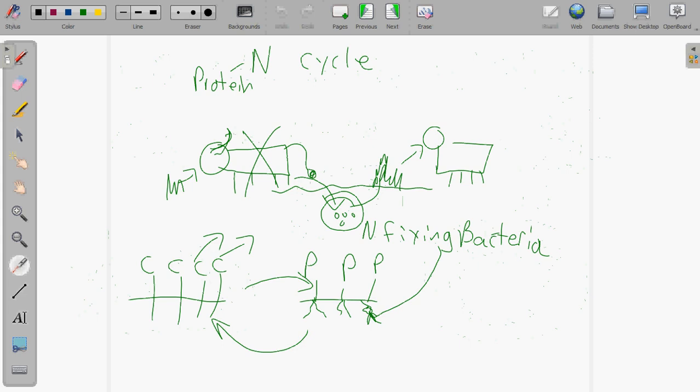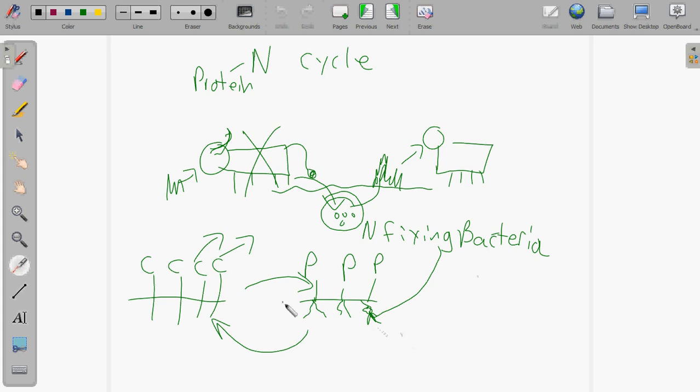Just a brief word about the nitrogen cycle. Plants cannot use the nitrogen in the atmosphere. It has to be fixed. And so there are nitrogen fixing bacteria that convert, through a chemical reaction, atmospheric nitrogen into a usable form that the plants can use.